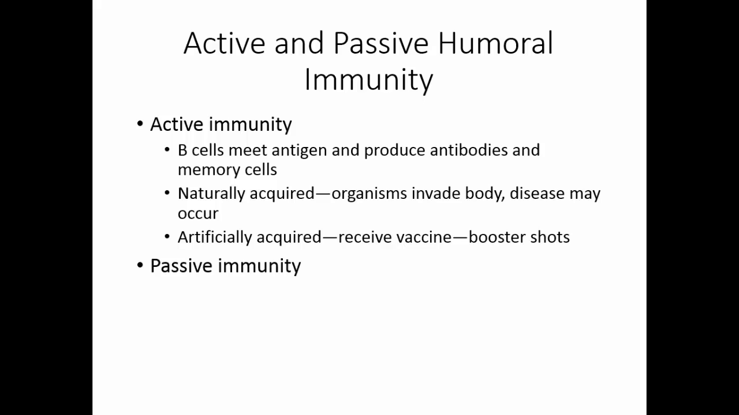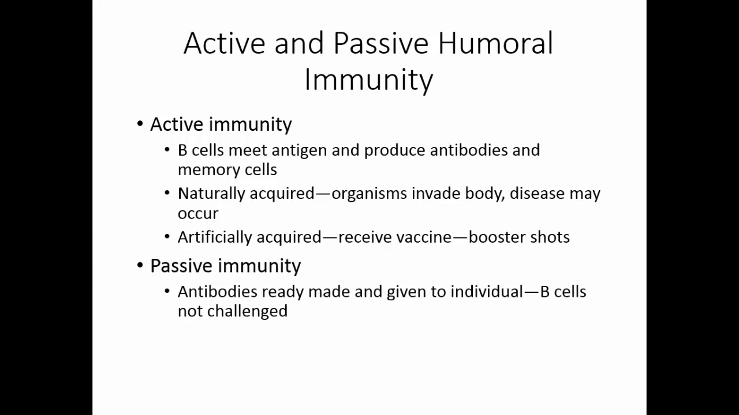With passive immunity, you do not make your own antibodies. So you're not going to have any B cells activated. You're not going to have any memory cells. Here you get antibodies that are already made. Because antibodies are proteins, they're going to break down over time. So this is temporary immunity since the antibodies will disappear. Naturally acquired passive immunity occurs when antibodies cross the placenta from mother to child. They can also be transmitted in breast milk.